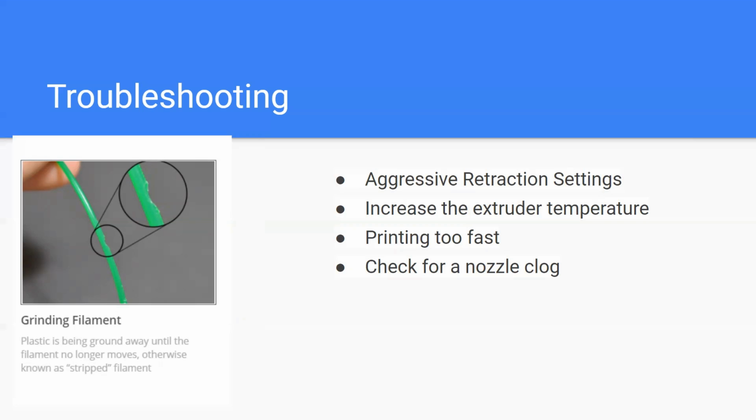If that doesn't work, you want to increase the extruder temperature just by 5 or 10 degrees Celsius. You could also be printing too fast, so you're going to want to change those movement speeds. And lastly, you could have a nozzle clog.